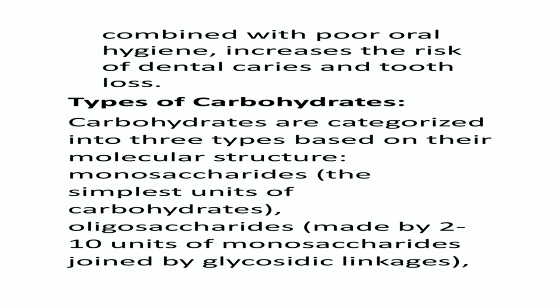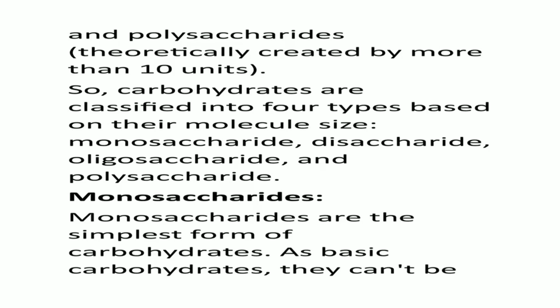Carbohydrates are categorized into 3 types based on their molecular structure: monosaccharides, the simplest units of carbohydrates; oligosaccharides, made by 2 to 10 units of monosaccharides joined by glycosidic linkages; and polysaccharides, theoretically created by more than 10 units. So, carbohydrates are classified into 4 types based on their molecule size: monosaccharide, disaccharide, oligosaccharide, and polysaccharide.